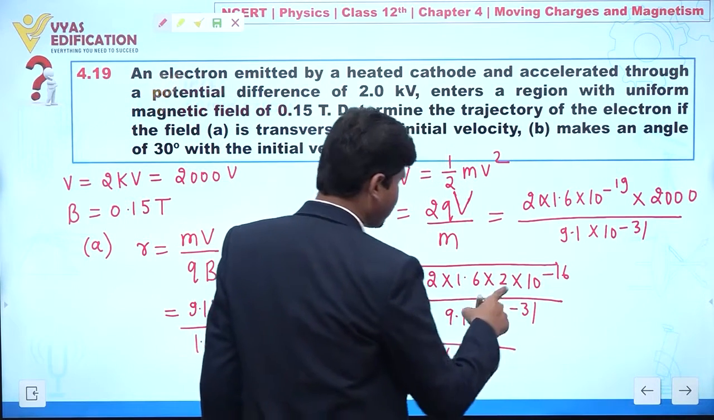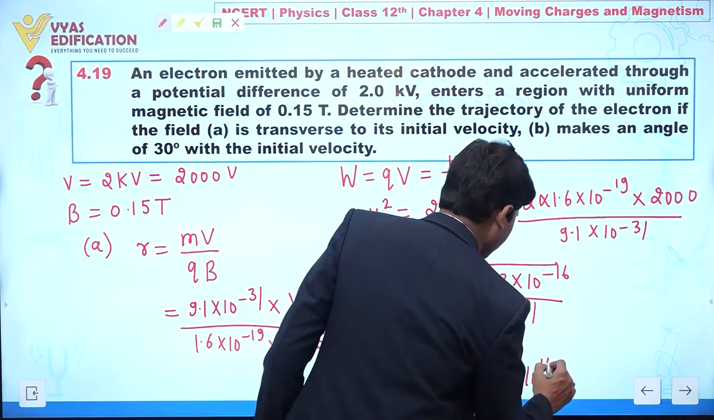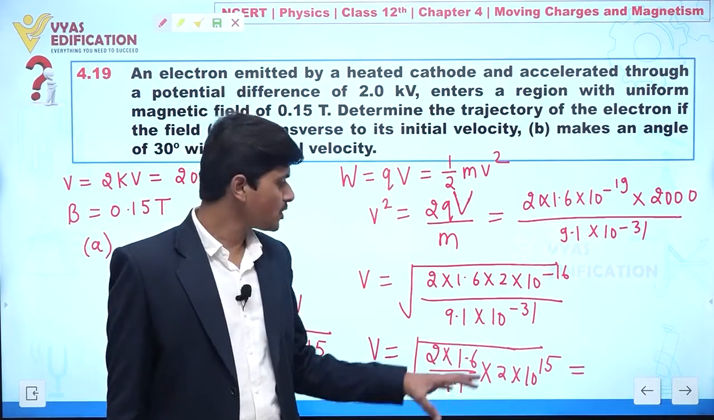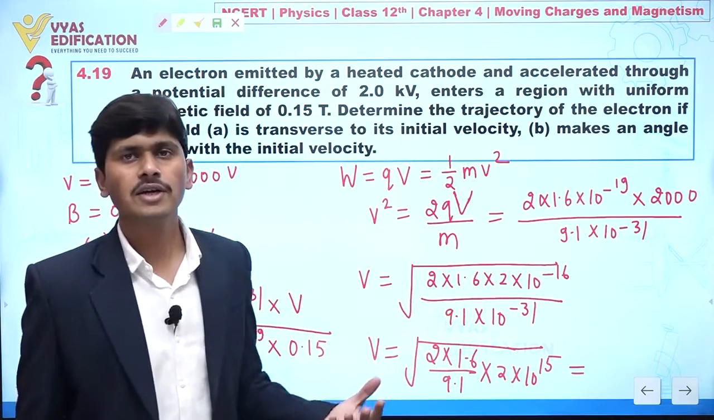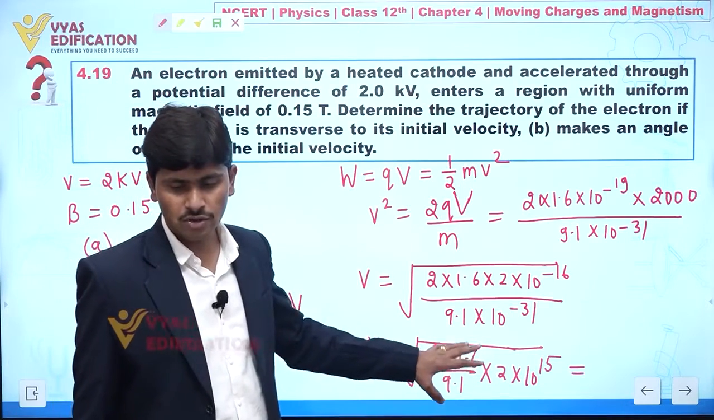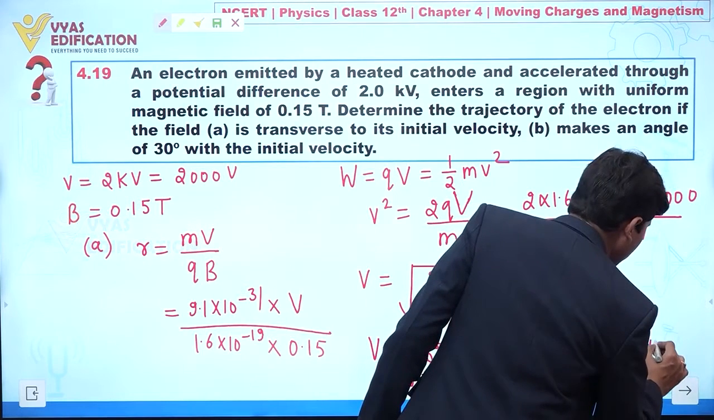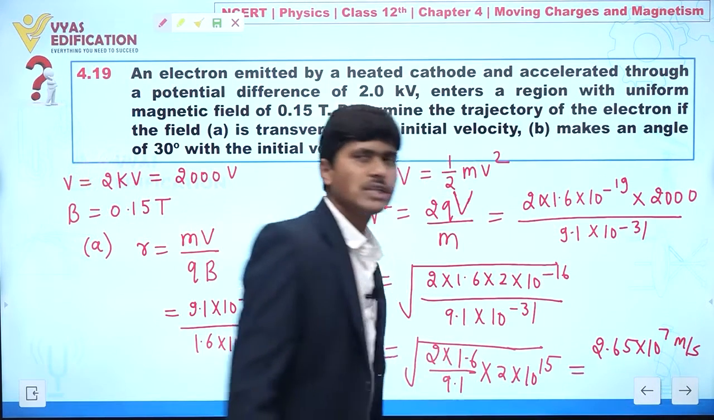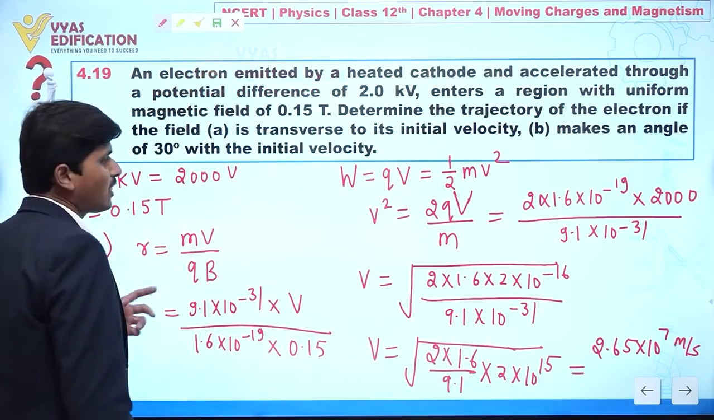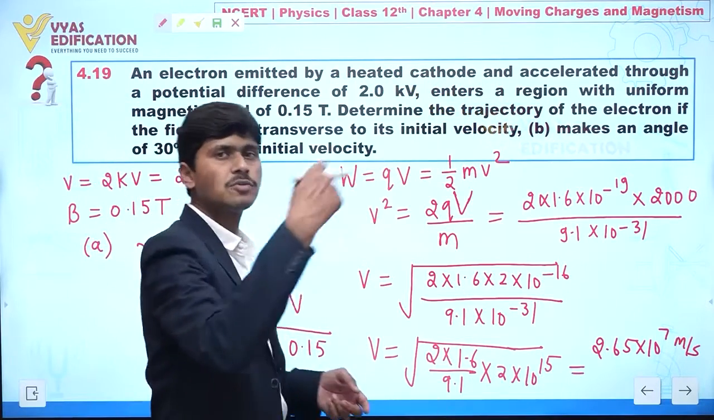2 into 1.6 divided by 9.1, and multiplied with 2 and 10 to the power 15. Now if we solve this expression, you can calculate the velocity approximately. You will get 2.65 into 10 to the power 7 meter per second. So this is the velocity that you will get. Now you can put this velocity in this expression and easily get the value of the radius of curvature, or the radius of this circular path.